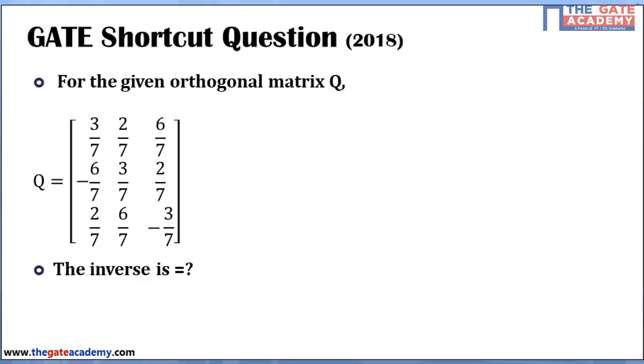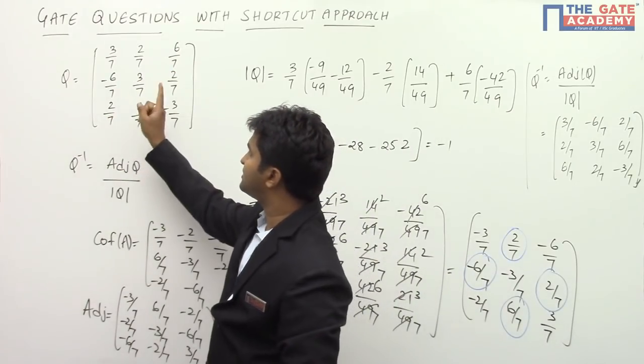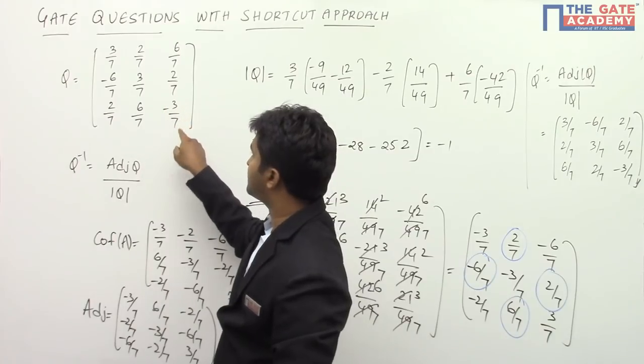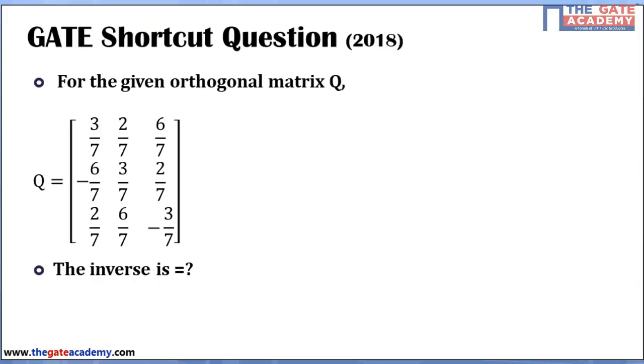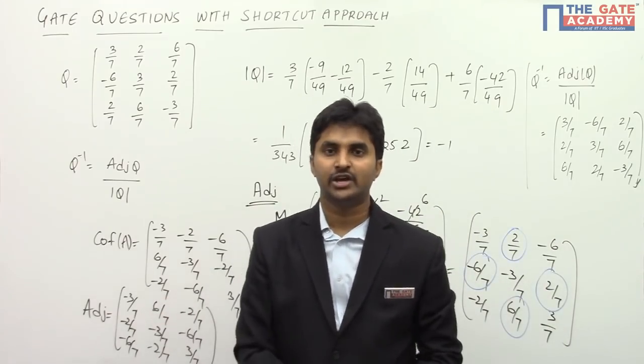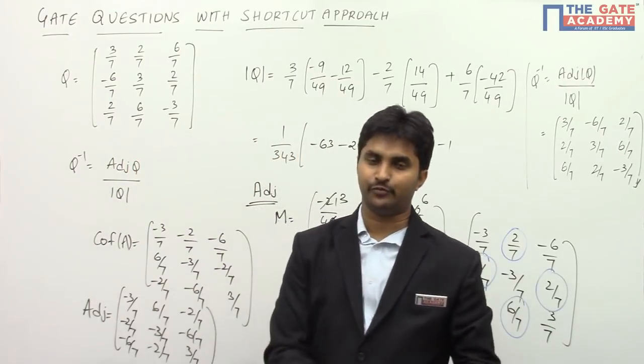Here in this question, it is given that the matrix Q is orthogonal and Q is given as 3 by 7, 2 by 7, 6 by 7, minus 6 by 7, 3 by 7, 2 by 7, 2 by 7, 6 by 7, minus 3 by 7. The question is about finding the inverse of the matrix Q. First we will discuss the conventional way of solving it: the inverse is the adjoint of Q divided by the determinant of Q.